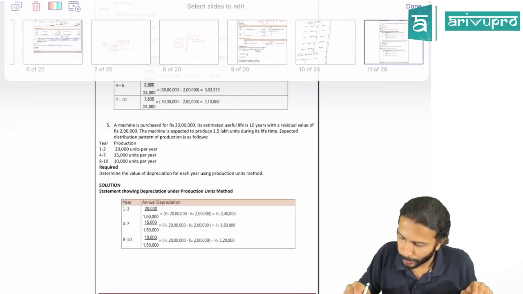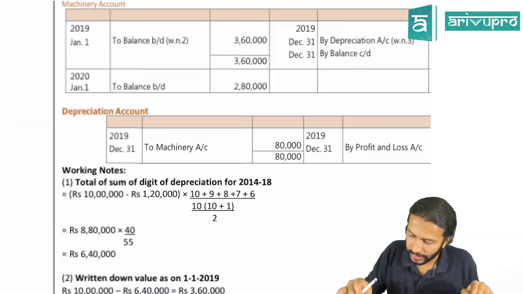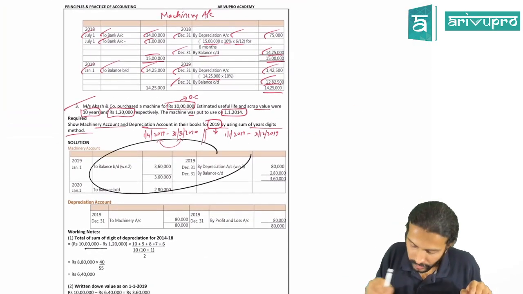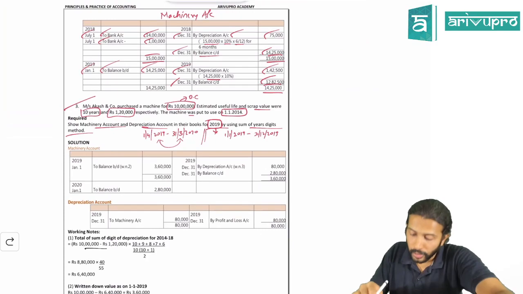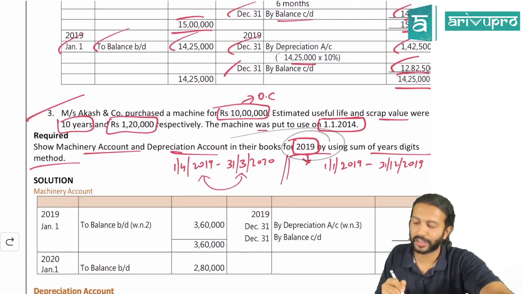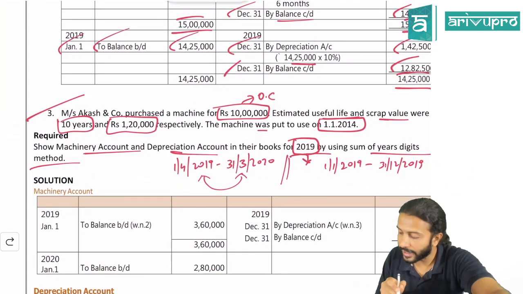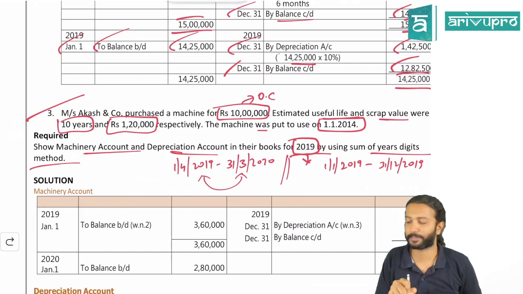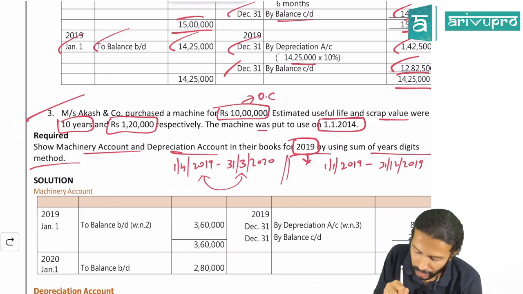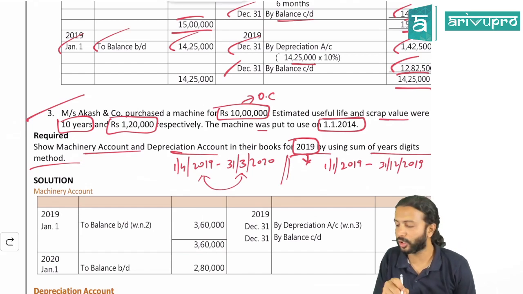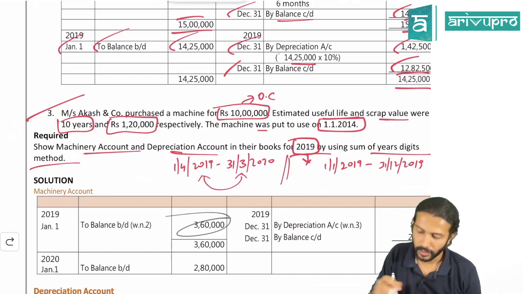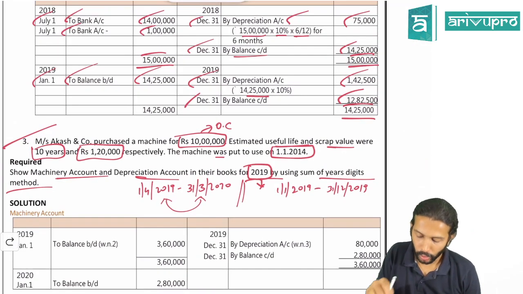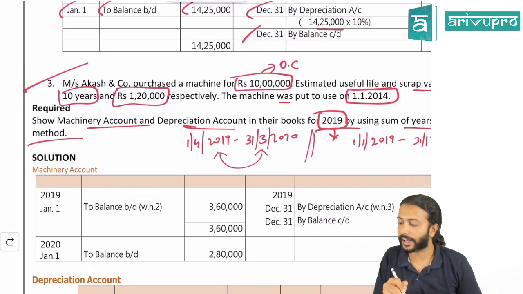They asked you to prepare something known as machinery ledger, correct? For which year did they ask you to prepare machinery ledger? For 2019. That means you require balance brought down for 2019. What is the book value as on 1st January 2019 you require? Did they give you that? Can you directly write 10 lakh on 1st January 2019?